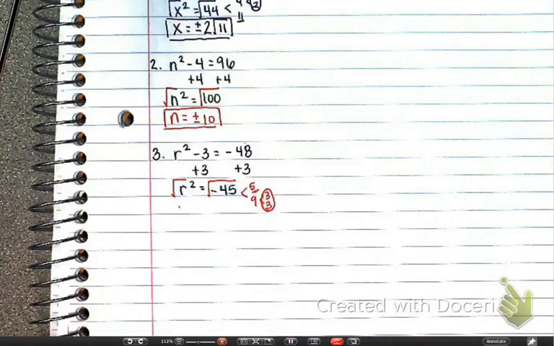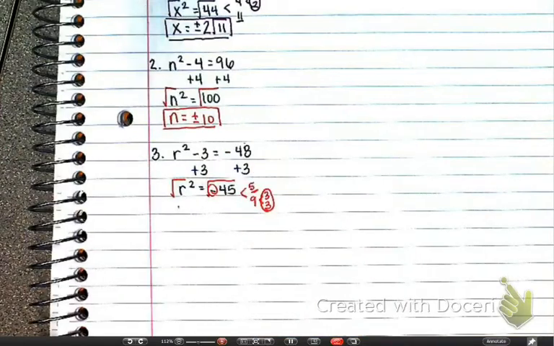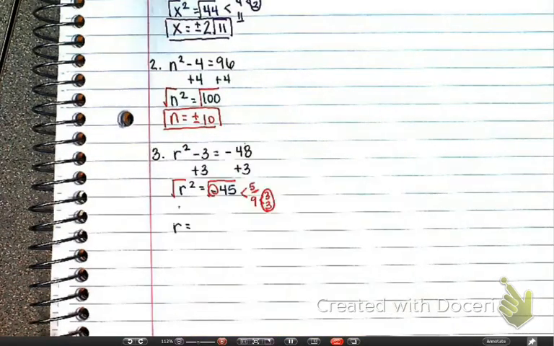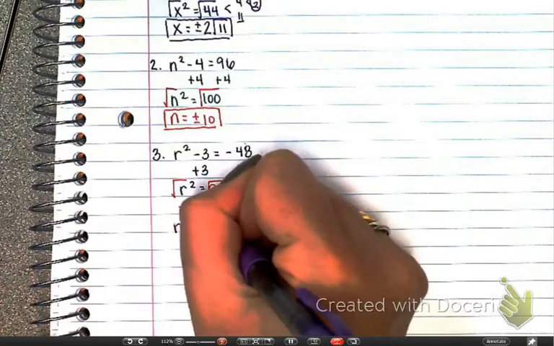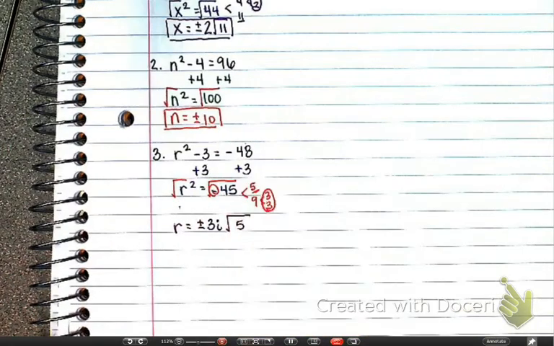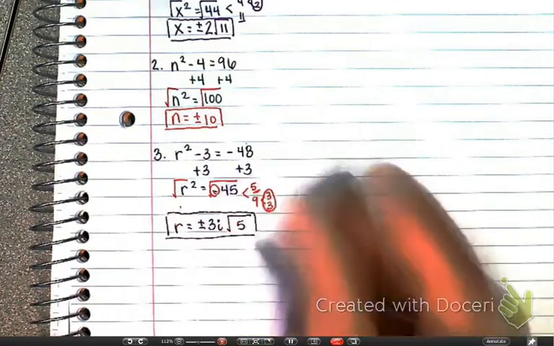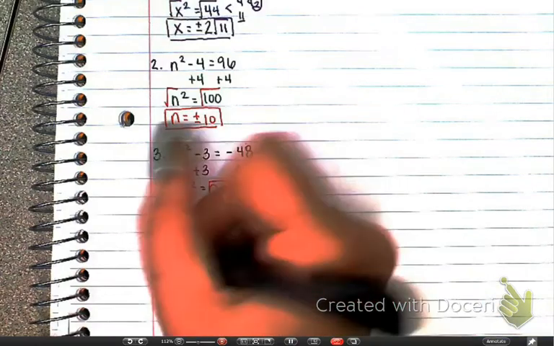so I have a pair of 3s and a leftover 5. And what else did you notice? There's a negative on the inside. What does that mean? It's going to come out and become an i. So r equals plus or minus. I have the 3, I have the i, and the leftover 5 stays inside. Okay, so some of these are going to have imaginary numbers. Some won't. You just have to be cautious and watch for that. So far, so good? Yeah? Okay, what about, let's do this one together.